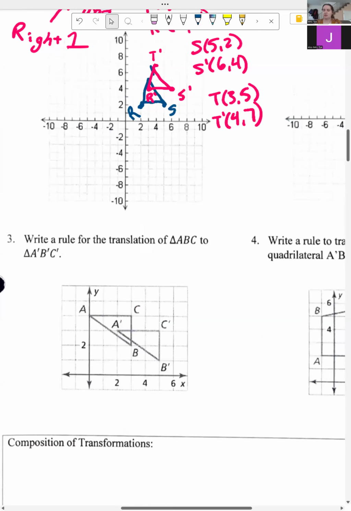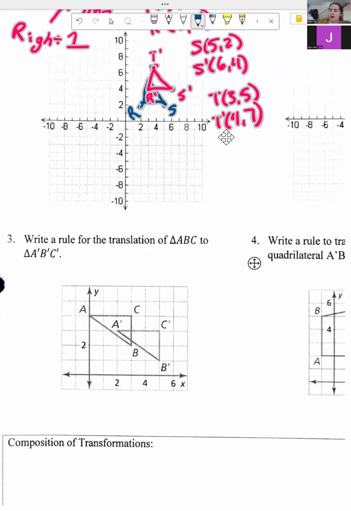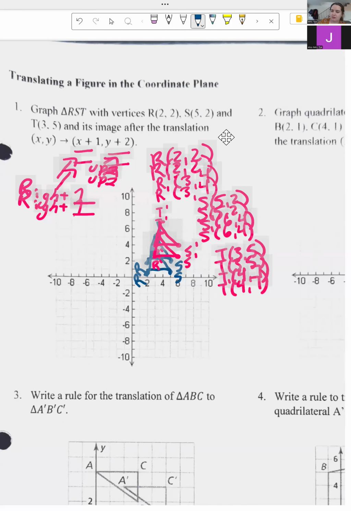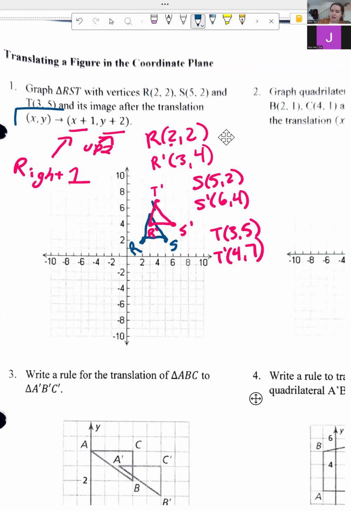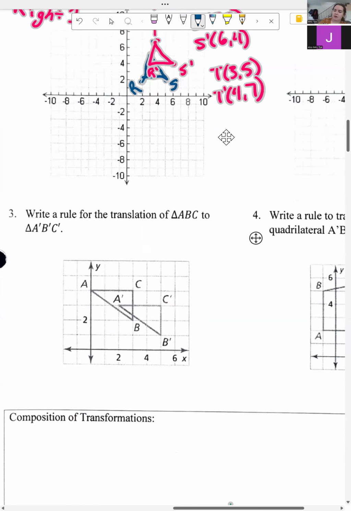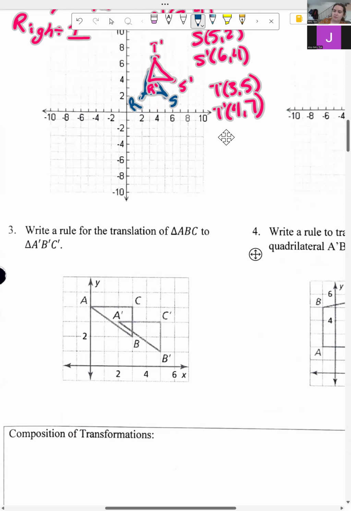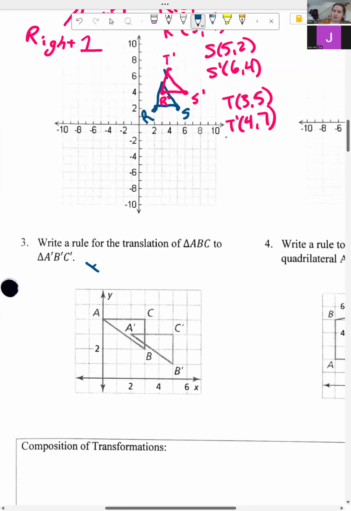This next one is saying to write a rule for this translation from triangle ABC to triangle A prime, B prime, C prime. Basically, it wants us to write basically this, but for this already transformed figure. Okay, so we're going to start with x comma y, in parentheses, and got this arrow saying we moved it.